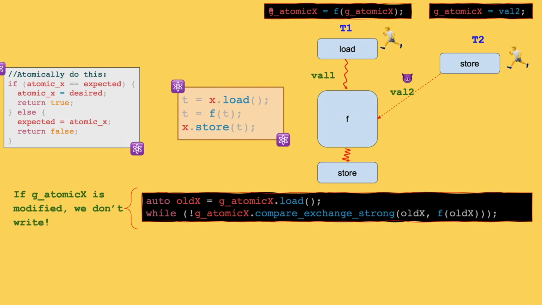Let's say we want to do this in thread 1. So basically, we define x to be atomic, and we write atomic x is equal to f of atomic x.